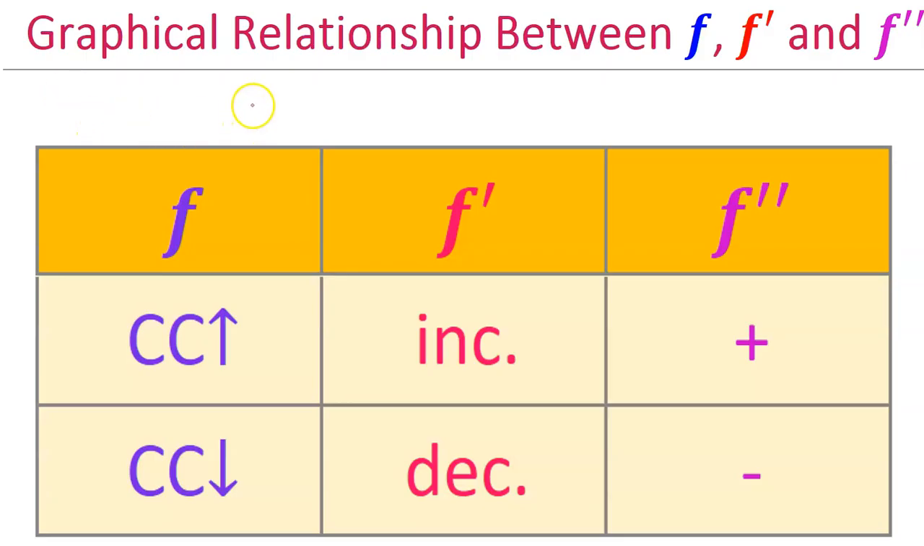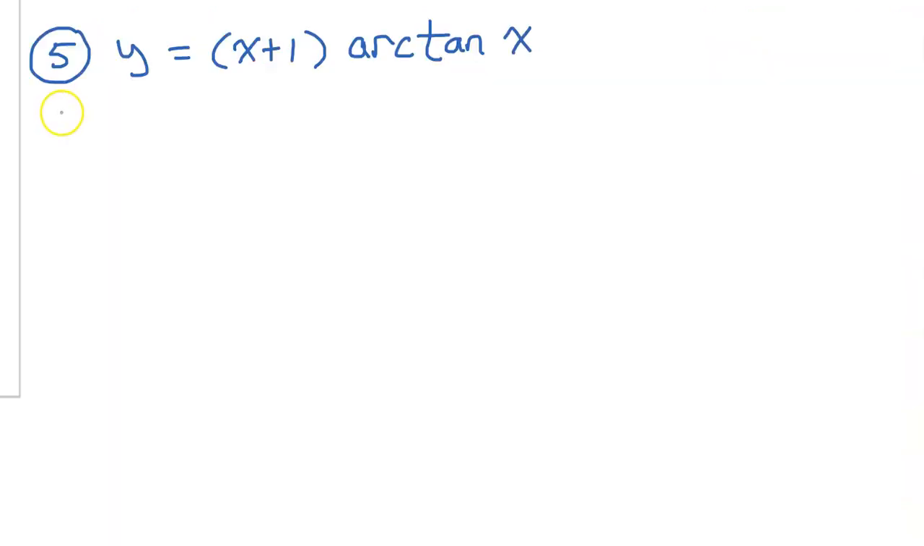A long time ago, we memorized the graphical relationship between f, f prime, and f double prime. We know that a function f will be concave up if f double prime is positive, and concave down if f double prime is negative. For that reason, if we want to figure out where a function changes concavity, we are looking for the location where f double prime changes signs. So our strategy will be to find f double prime and then analyze and see where it changes signs.